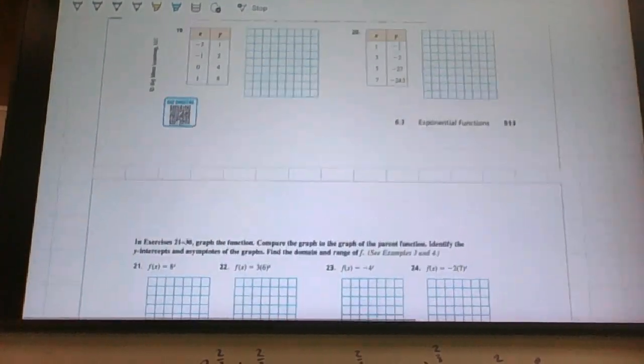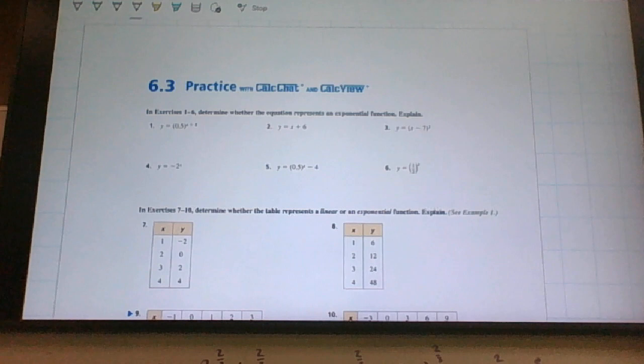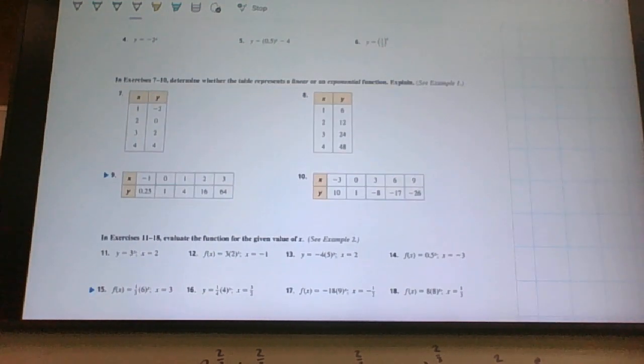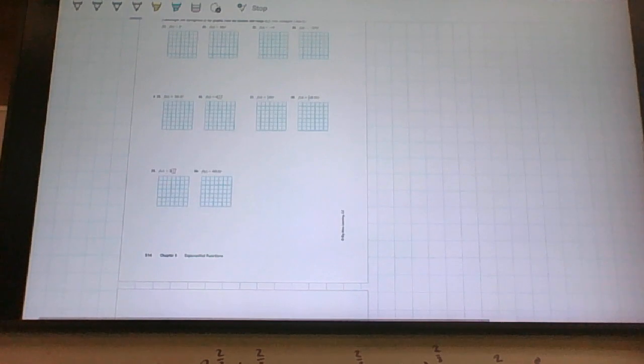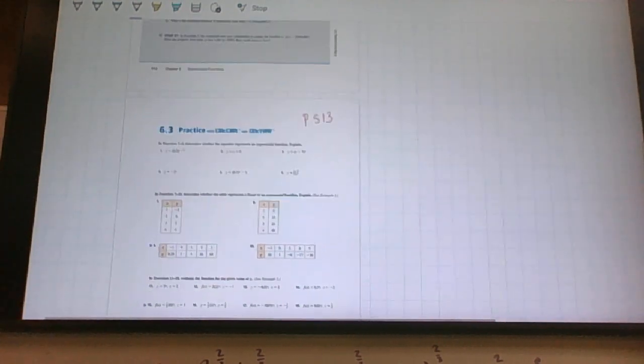So this is page 513. Number 7 through 18. Oh, is it 5? Yeah, it's 513.